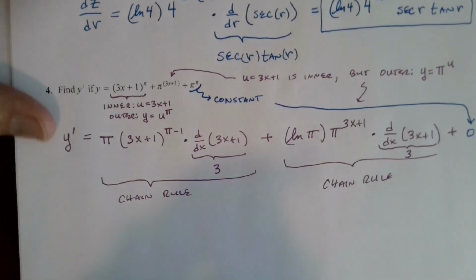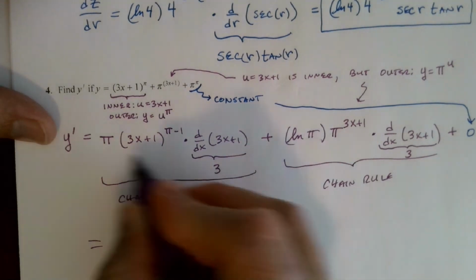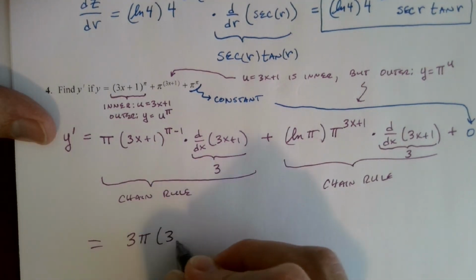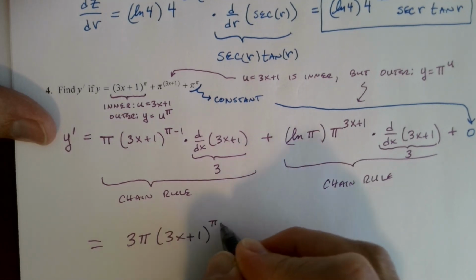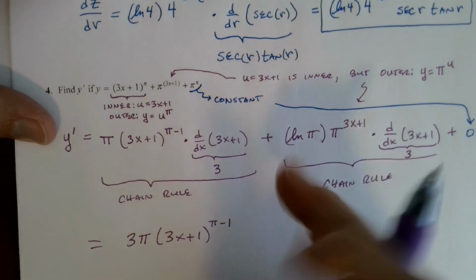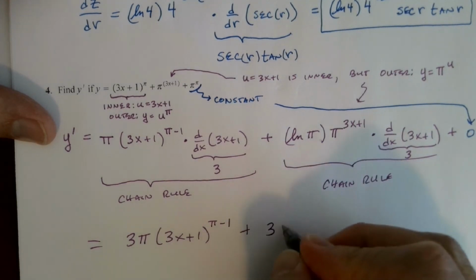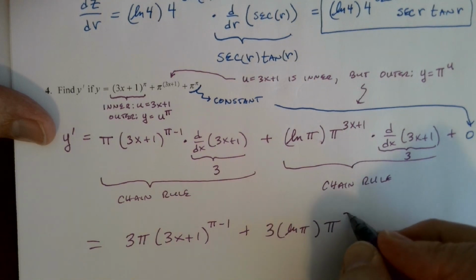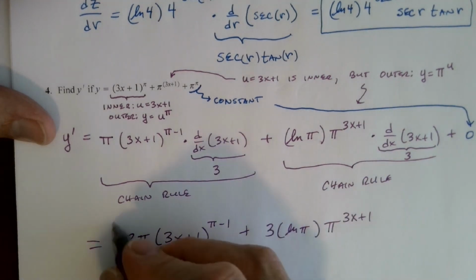Okay. So our final result is 3 times pi, bringing that 3 in front, times (3x plus 1) to the pi minus 1. And then here, I've got this 3 pulled in front, plus 3 times the natural log of pi times pi to the 3x plus 1 power.